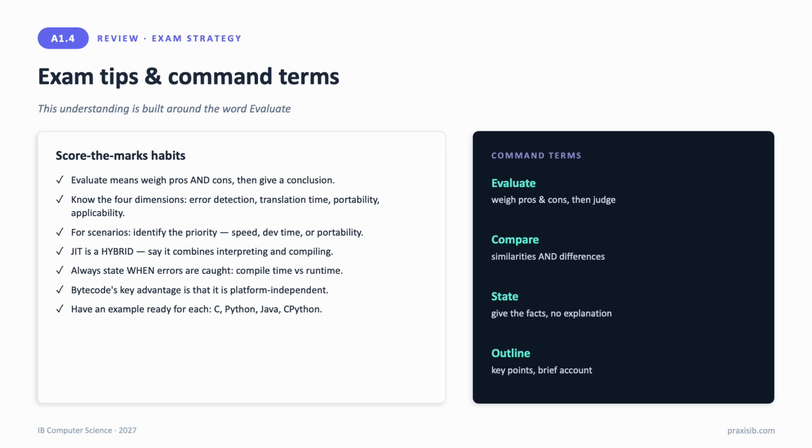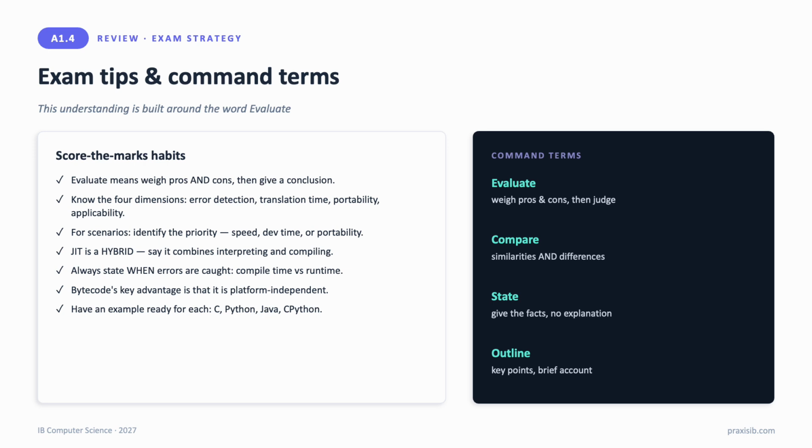Second, know the 4 dimensions by heart. They are error detection, translation time, portability, and applicability. Third, for scenario questions, identify the priority. Is it speed, development time, or portability? That decides your answer. Fourth, remember that JIT is hybrid. Say clearly that it combines interpreting and compiling.